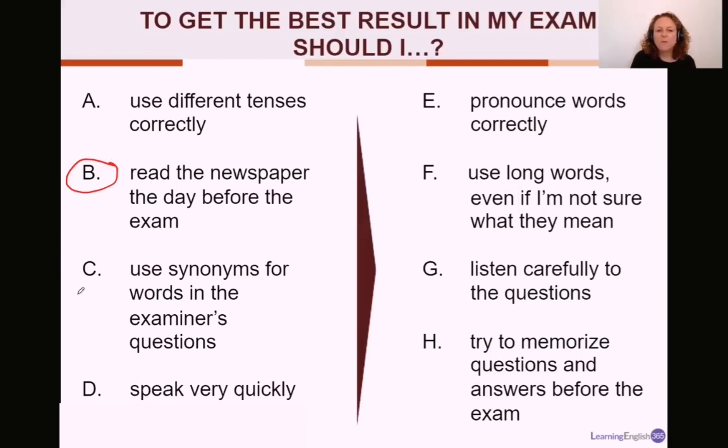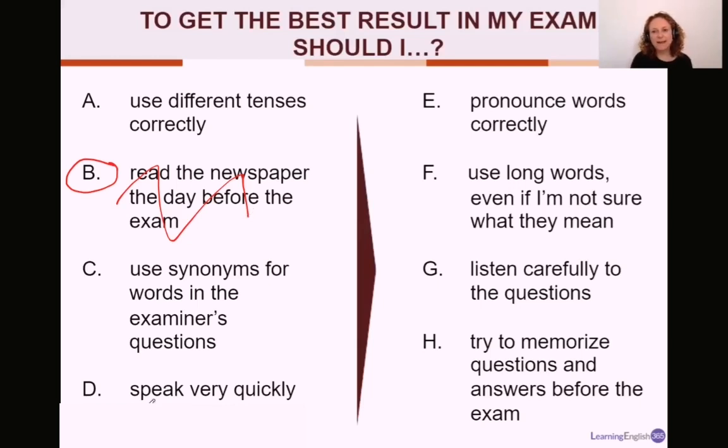Use synonyms for words in the examiner's questions. Yes. So whatever the examiner asks you, try and use a different word when you're talking about it. So if the examiner asks you about what's your favourite book or tell me more about your favourite book, instead of using the word book, you might say novel or novella or autobiography or biography. You know, call it by its name rather than using generic book, for example.